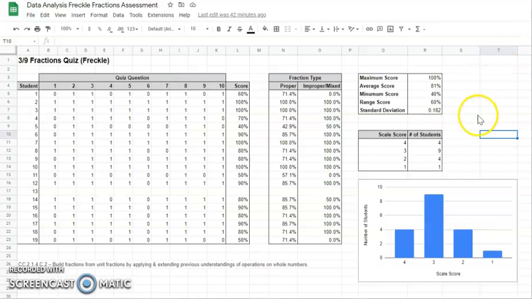So that's my data for my quick quiz and just making decisions from here. Like I said, we're going to move on to focusing more on improper fractions and mixed numbers at this point. So I'll pull that data tomorrow, after they take their next quick check, and then go from there.